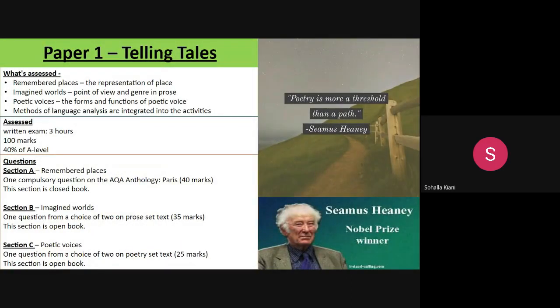The A-level is divided into 3 sections. The first section, paper 1, has 3 sections to it. Section A is called Remembered Places, and you'll be exploring non-fiction texts based around the city of Paris. Section B, I teach, and I will be exploring Frankenstein by Mary Shelley. The final section is called Poetic Voices, and again I teach it. I'll be looking at the poetry of Seamus Heaney.